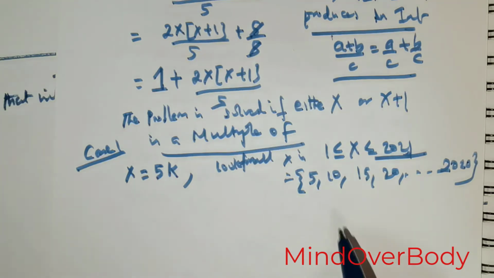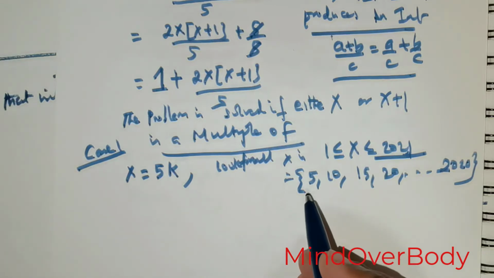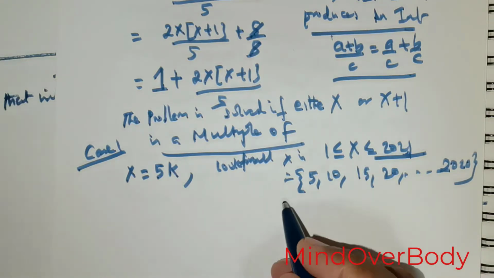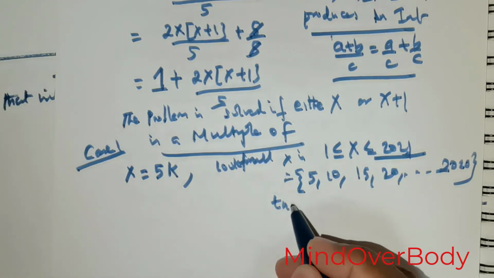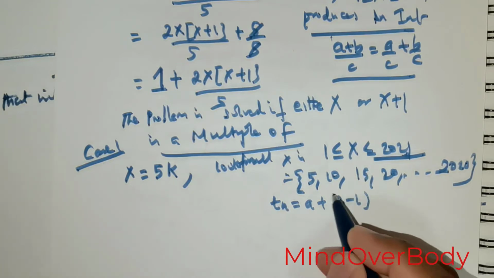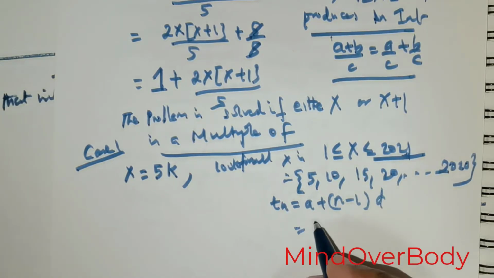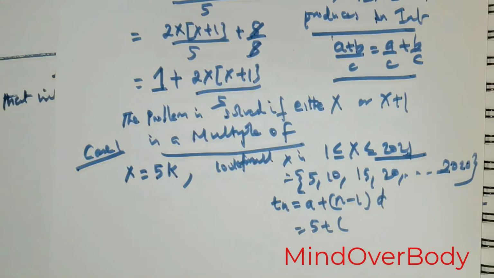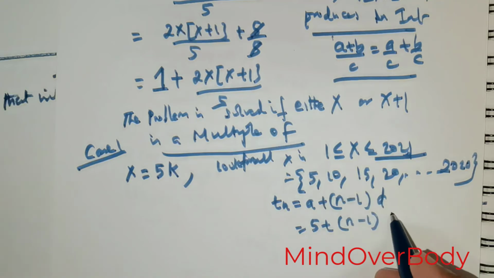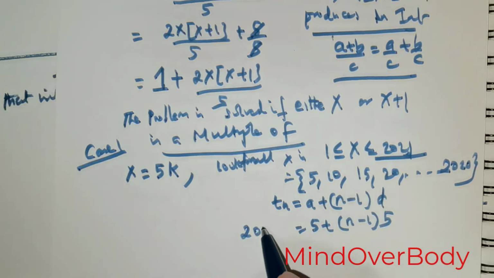So the question comes, how are we going to count the number of terms in this particular set? The answer is simple. We have the formula Tn = a + (n − 1)d, where a is the first term, n is what we want to find, and d is the common difference, which is 5. The last term is 2020.